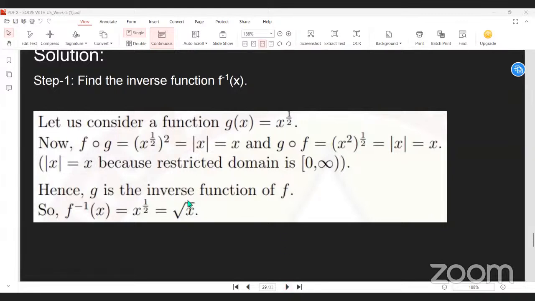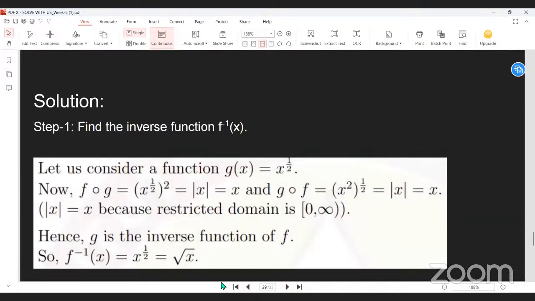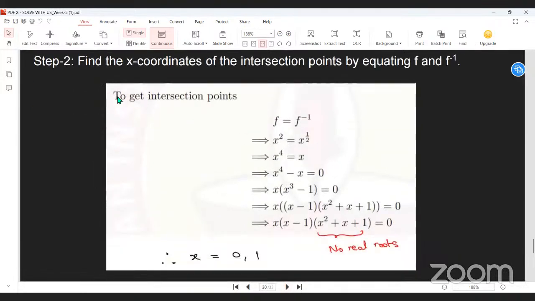Now in order to find the intersection point of under root x and f of x, which is x square, we need to just equate them, right? Like we used to do earlier in earlier weeks. So now we will equate x square and under root x to get the intersection point: f equals f inverse, x square equals x to the power half. Till this everyone is clear?